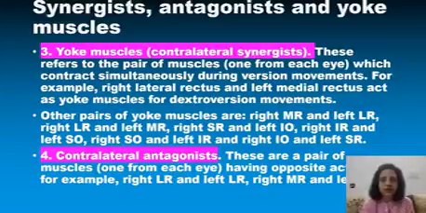And yoke muscles. Yoke muscles are the pair of muscles which are contracting simultaneously in bringing about the version movement. That is, like in dextroversion, the right lateral rectus and left medial rectus will be known as the yoke muscles. Contralateral antagonists are the pair of muscles, one from each eye, having opposite actions. That is right lateral rectus and left lateral rectus, right medial rectus and left medial rectus.